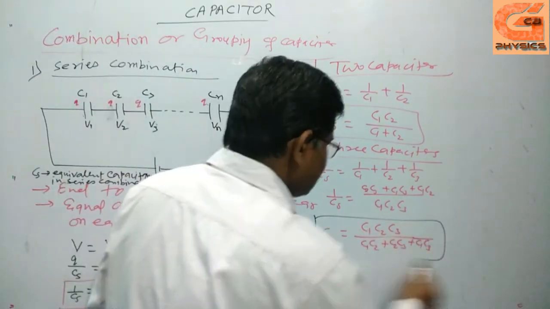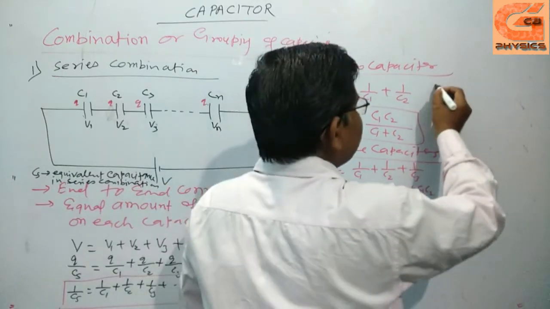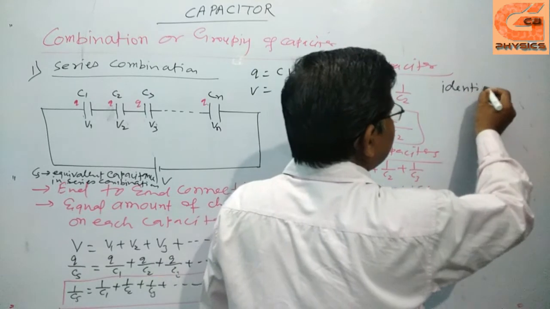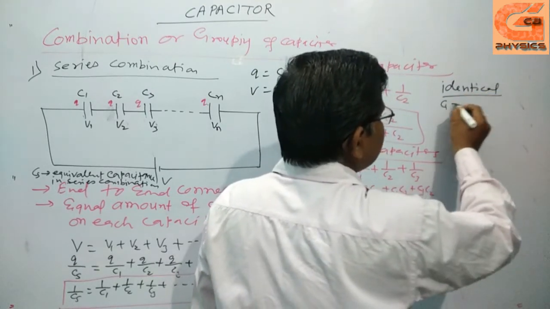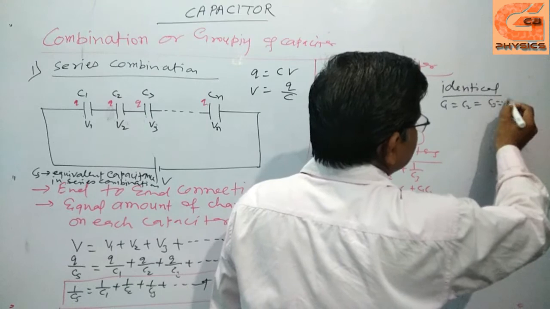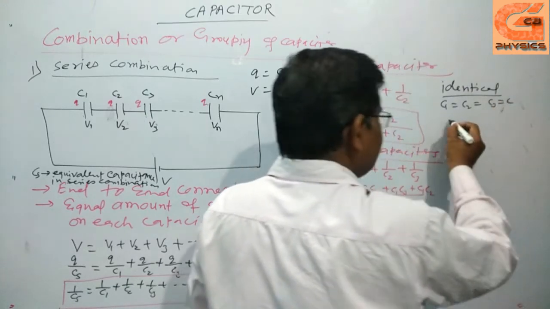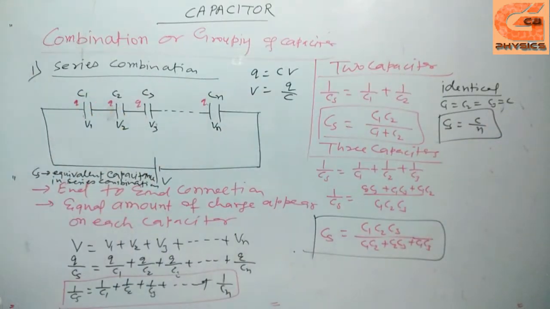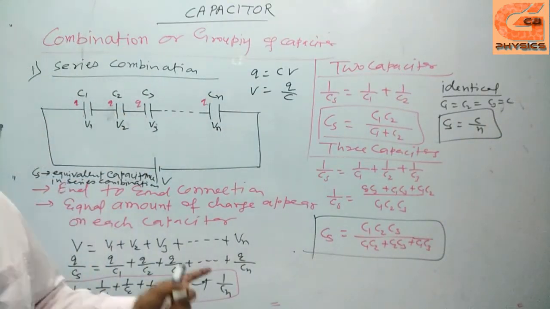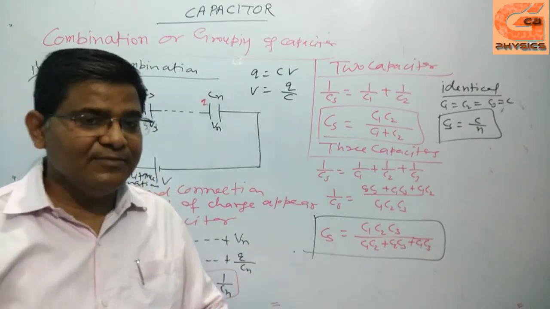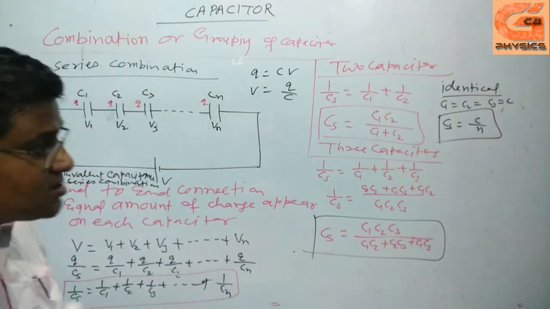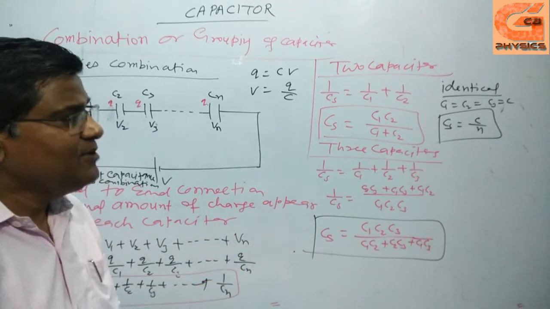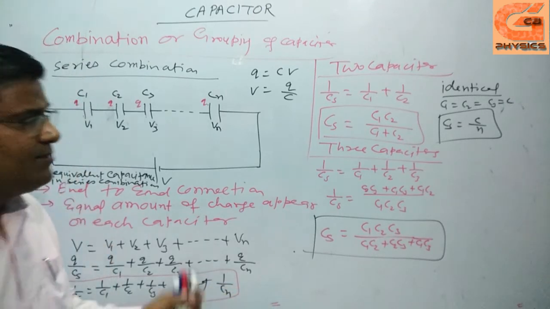And one more case is identical capacitors. For identical capacitors, C1 equal to C2 equal to C3 and so on, equal to C, then Cs = C/n. This is the series combination. I will discuss more numericals in the next video, because there are lots of cases, and that's why I will upload another video, and at that time I will discuss more.